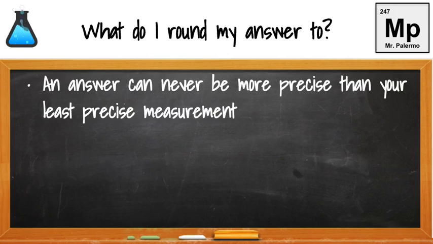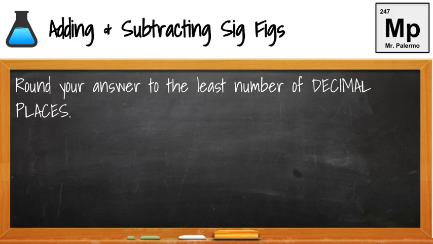So students always ask, what do I round my answers to? An answer can never be more precise than your least precise measurement. Another way to think about it is a chain is only as strong as its weakest link. When we do calculations and look at the various measurements, the least precise measurement is going to dictate how precise our final calculation is.